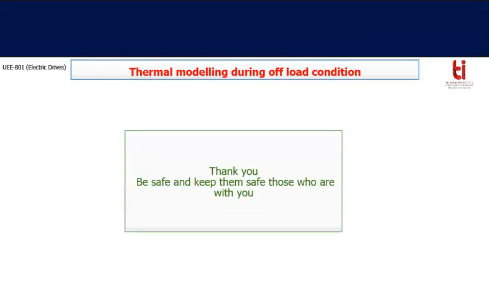So today we have discussed the temperature of the machine during load condition. Based on that, we can find the steady state temperature of the machine. Accordingly, we will select insulating materials for the machine. In the next class, we will discuss the temperature of the machine during unloading conditions. That means when the load is removed, how much time it will take to achieve steady state or environment temperature.